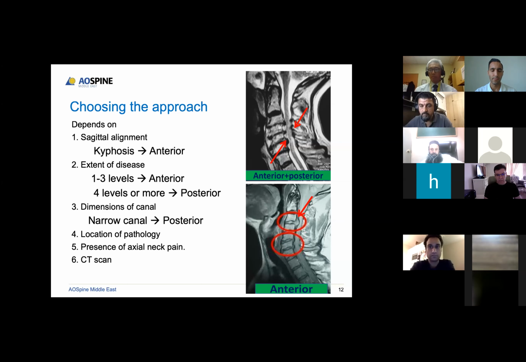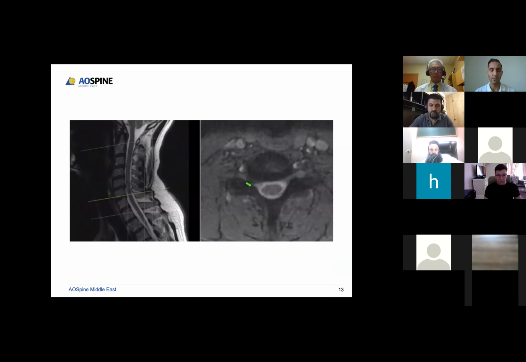Personally, I would love to do a CT scan for every case of cervical spine where I decide to operate, because it gives me more information about my case, and it actually guides me through the approach and the procedure I use. If you see this case, for example, it seems to be a single disc in the foramen, and probably many of you and me would like to tackle this case from posterior by only doing discectomy and foraminotomy.